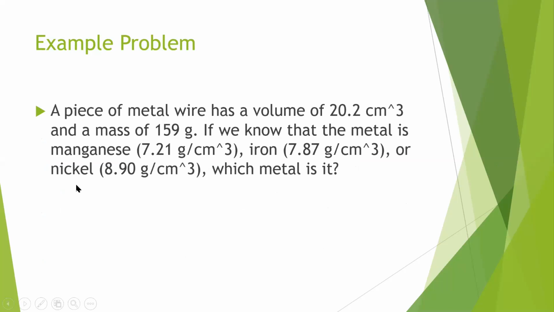Okay, so this problem is: a piece of metal wire has a volume of 20.2 centimeters cubed and a mass of 159 grams. If we know that the metal is either manganese, which has a density of 7.21, iron, which has a density of 7.87, or nickel, which has a density of 8.90, what metal is it? So basically we're given mass and volume. We can easily use density equals mass over volume. And then we have 3 densities that we compare it to, and the one that's the closest is the identity of the substance. So this is one of the important things that density can do for you guys for a calculation. If you find the density, you can find which substance it is if you know it's a certain subset.